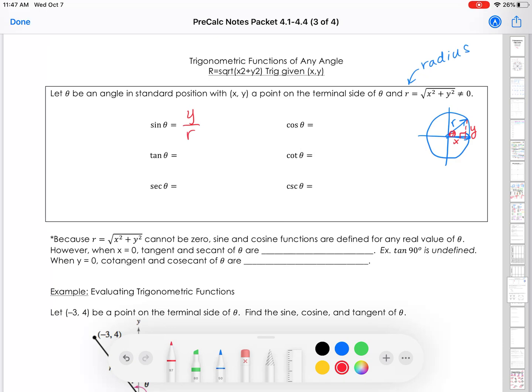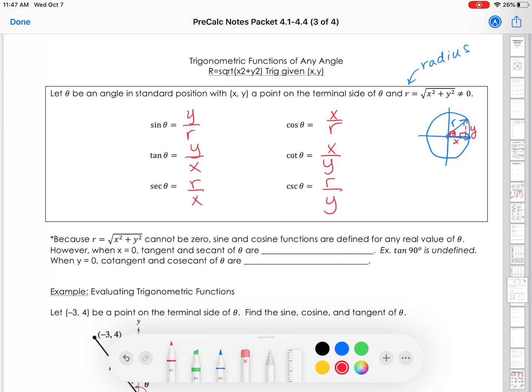Our cosine, sorry, this is so out of order. Our cosine is adjacent over hypotenuse, so x over r. Our tangent is going to be opposite over adjacent. My cotangent is going to be the inverse of that. Secant is the inverse of cosine. And cosecant is going to be the inverse of sine. I think this got a little bit messed up when I did columns. Okay, so really it's the same idea here.